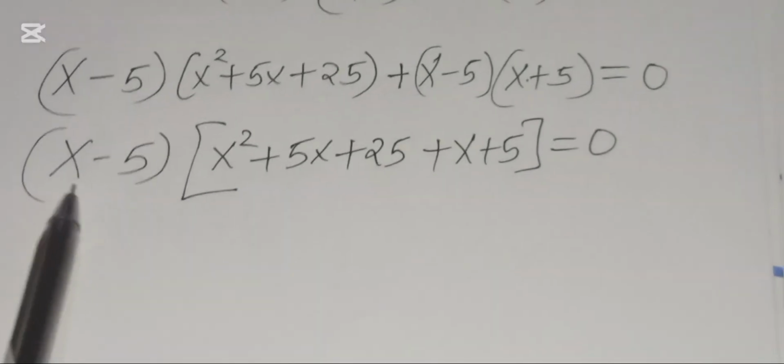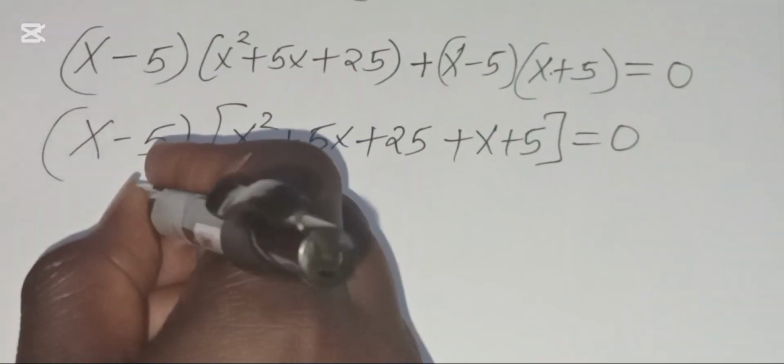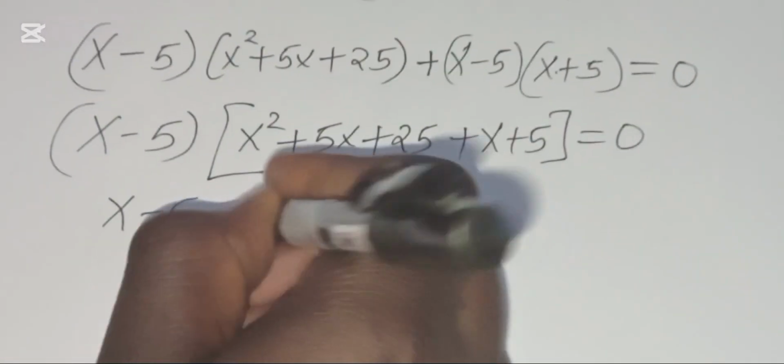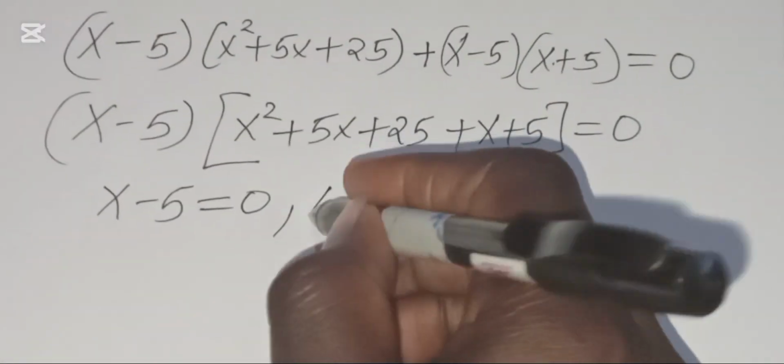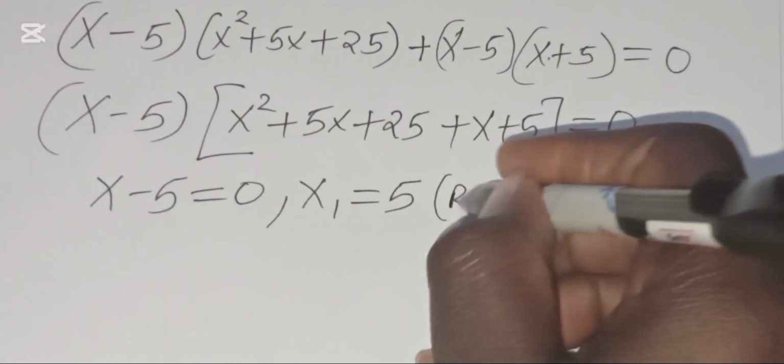So now the first part, which is x minus 5, we equate it to 0. We're going to have x subtract 5, this is equal to 0, so that x1 is equal to 5, which is our real root.